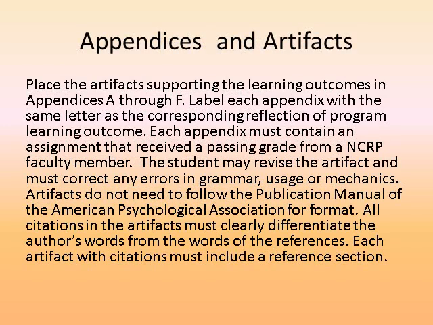Appendices and artifacts. Place the artifacts supporting the learning outcomes in appendices A through F. Label each appendix with the same letter as the corresponding reflection of program learning outcome. Each appendix must contain an assignment that received a passing grade from an NCRP faculty member. The student may revise the artifact and must correct any errors in grammar, usage, or mechanics.